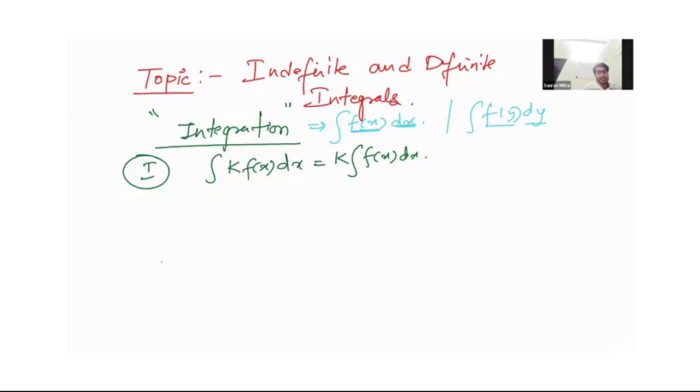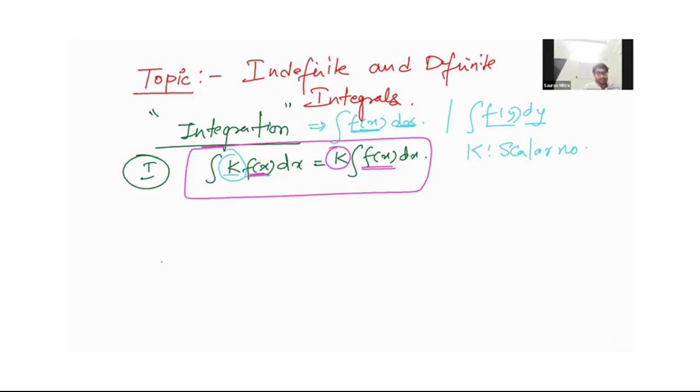Now the first category is k into f of x, where k is some scalar number, and the function f of x into dx. We will take this scalar k out of the integration, and we will integrate the function. This is the concept for a scalar multiple of a function. So we can take out the scalar and integrate the remaining function. So let's see some examples.